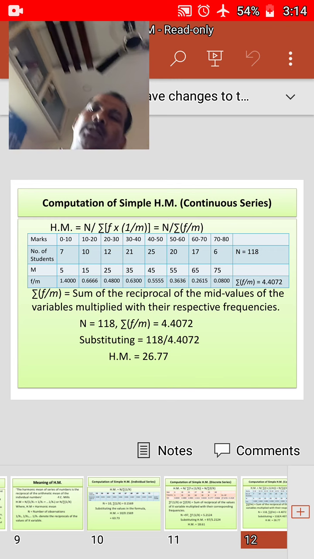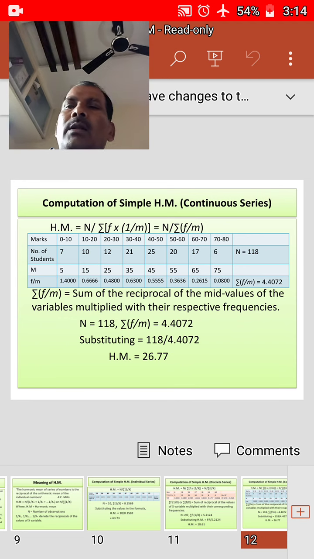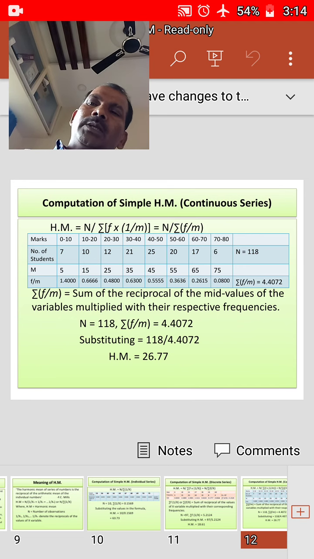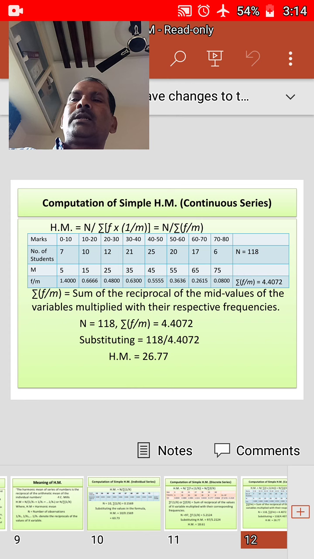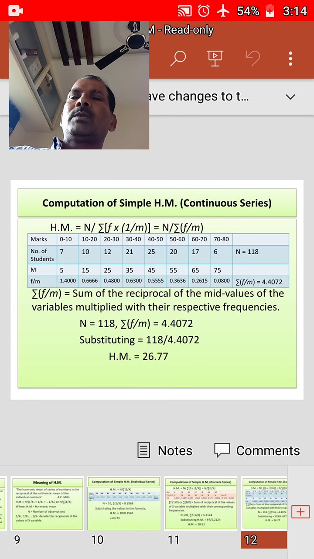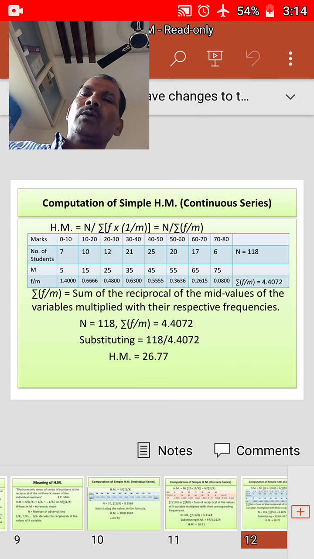In continuous series we have a procedure to find the harmonic mean. There are a few steps. First step is to obtain the mid value of all the classes and denote the column by m. Second is to divide the frequencies by their respective mid values and obtain the total, that is sigma f by m. Third is to obtain the total frequencies, that is n. Apply the following formula and obtain the harmonic mean.